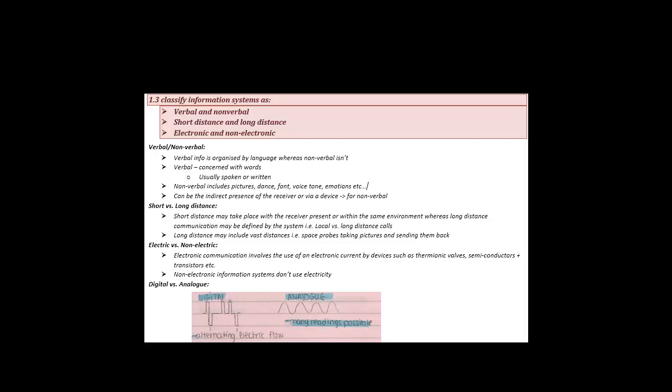So in short distance versus long distance, you guys can just pause this video and look through it. There's no real need for me to keep on going about short and long distance, electric, non-electric, because all this stuff should be quite general knowledge.